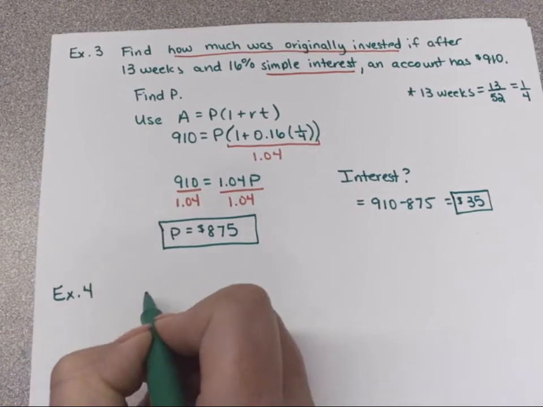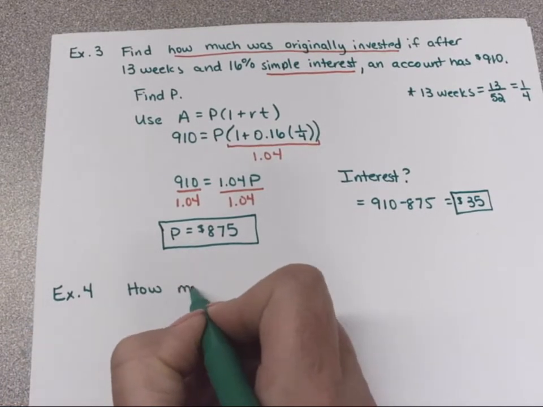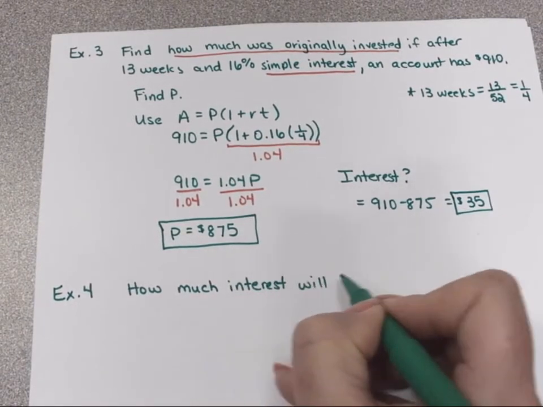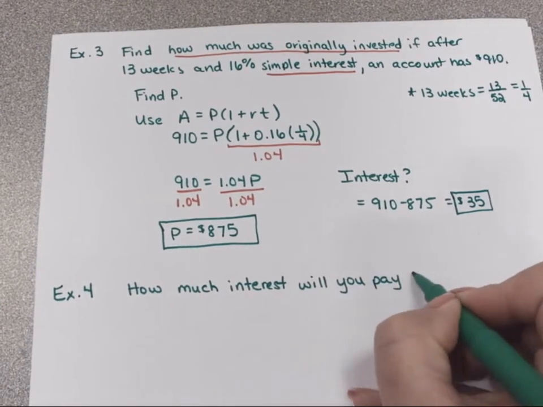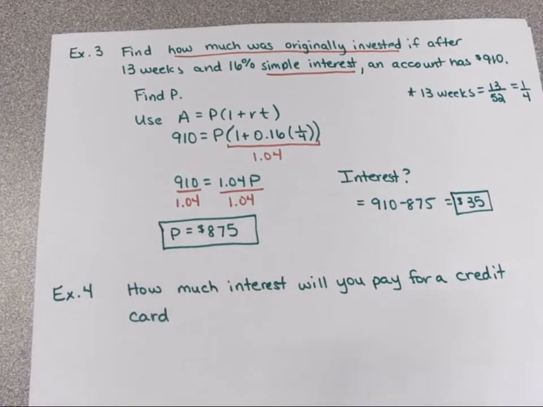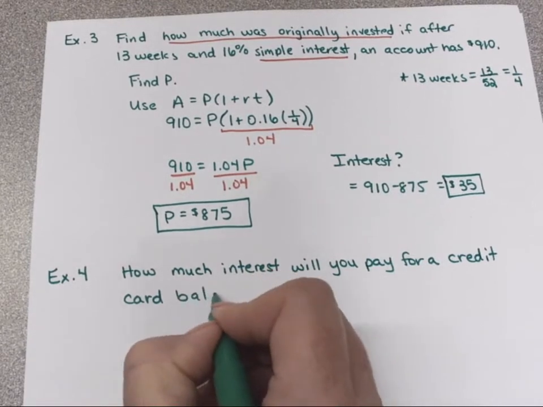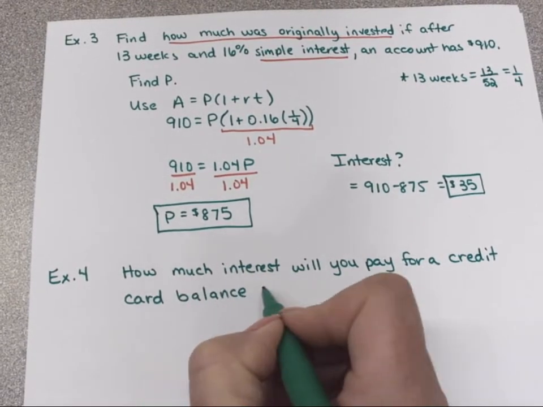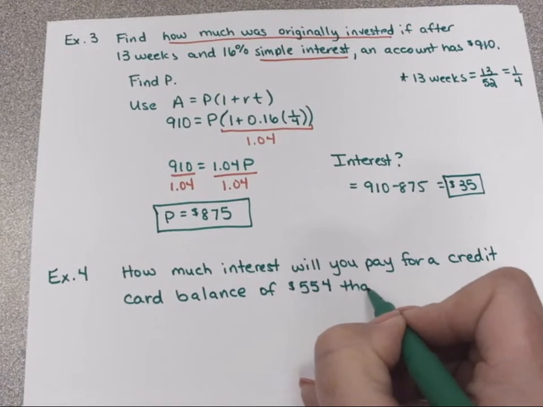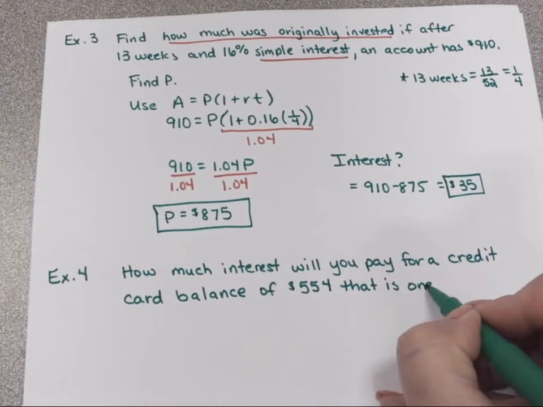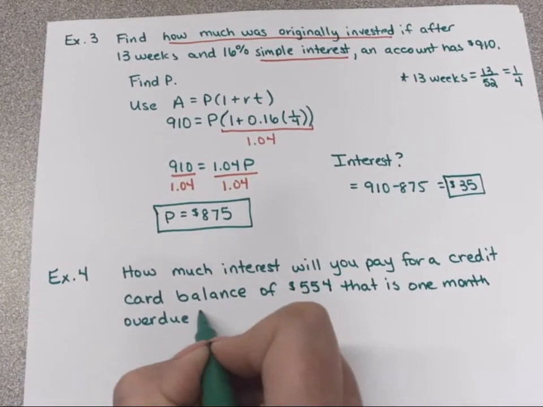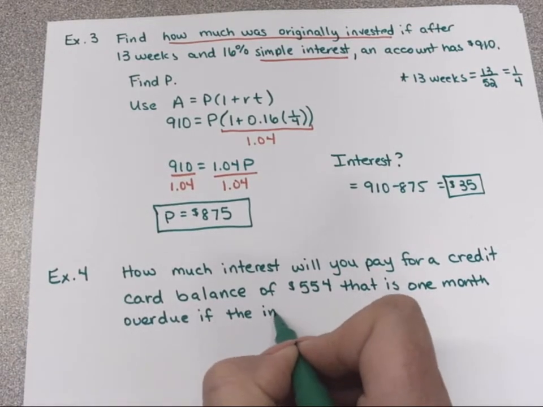Okay, so one more, and then we're going to honestly move on to compound interest, because that is more prevalent in the finance world anyway. So you will find simple interest loans, but most of them are compound interest. So how much interest will you pay for a credit card balance of $554 that is 1 month overdue, if the interest rate is 20%.